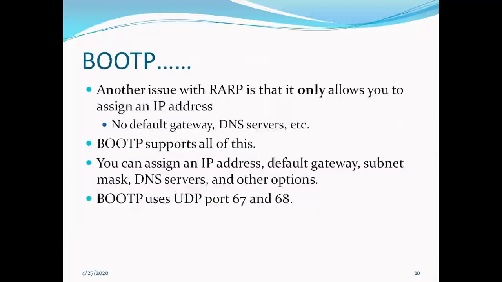There is another issue with RARP: it only allows you to assign an IP address. So no information about the gateway and no information about DNS will be provided with RARP. But the BootP protocol supports all of these things. It can have tabular information of IP address, MAC address, default gateway, subnet mask, DNS server and the rest. To provide this information, BootP uses UDP ports 67 and 68.